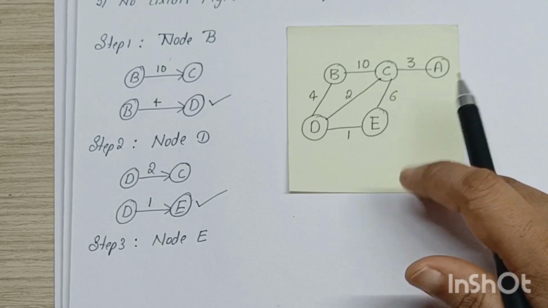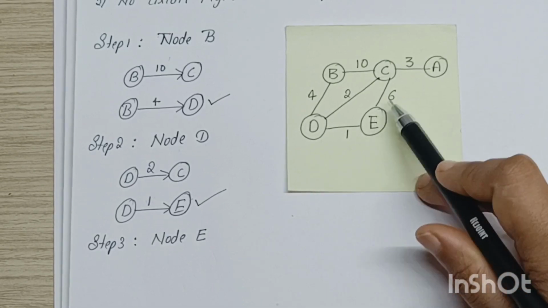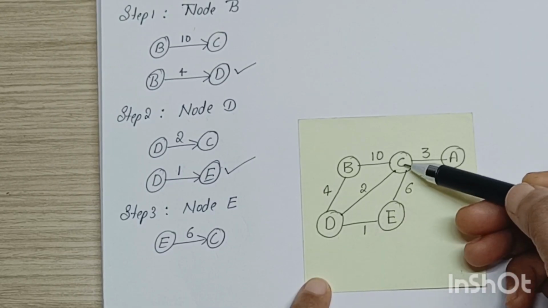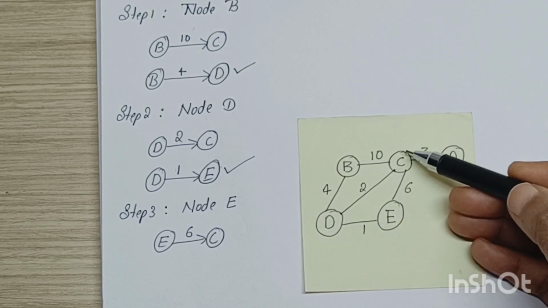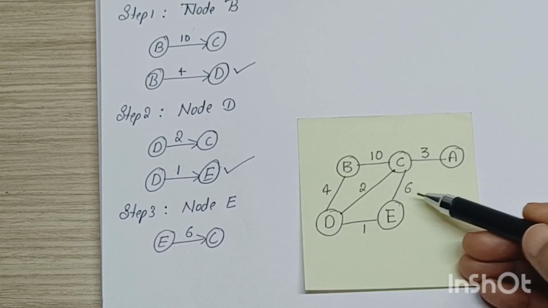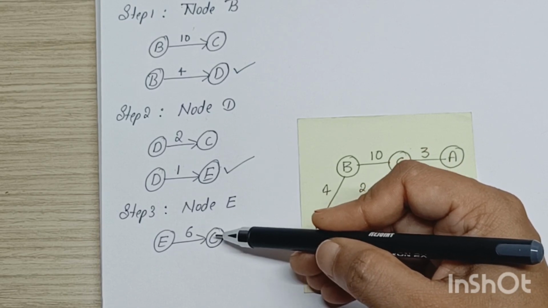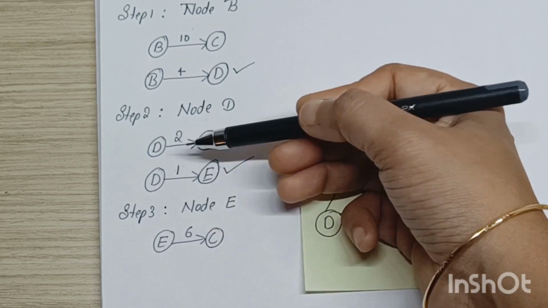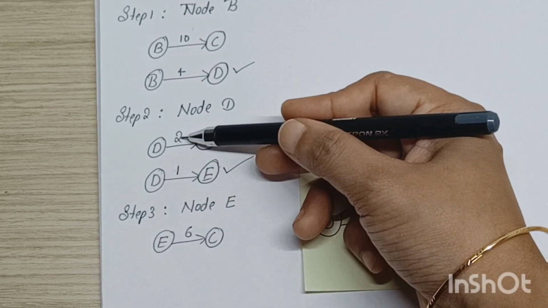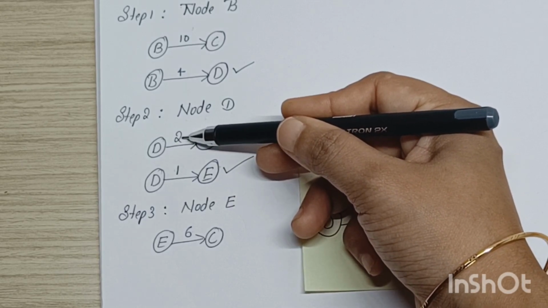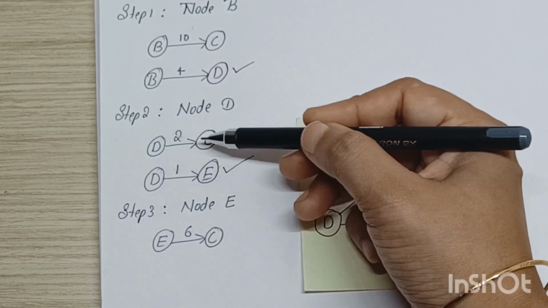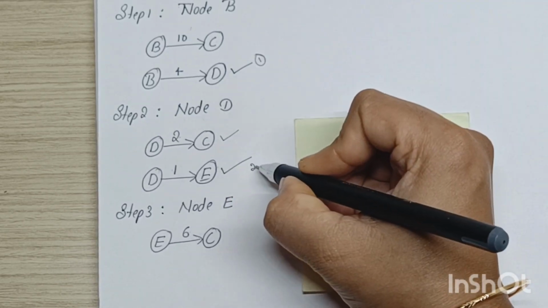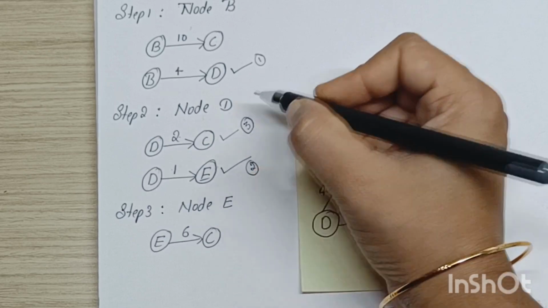Now check the edges from E. So we have E to C with the cost of 6. Now again compare, before selecting C, with the previous step values. Okay, so now 6 and 2, the unchecked values. Here 2 is the minimum. So we are now selecting D to C. This is the first one, the second one, and this is the third one you have selected.